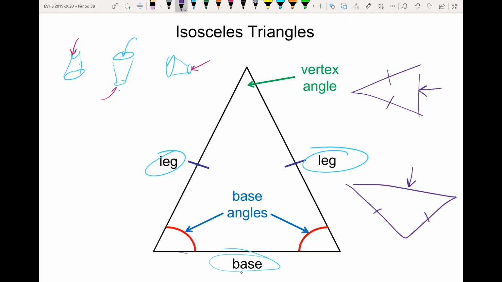Okay, so base angles are the two angles that are at the base. You have a base, make an angle off it, that's your base angle. The third angle, the other one, is the vertex angle. So if I ever speak about the vertex, I'm talking about this point right here. And not only are the legs congruent, but the base angles are also congruent. We'll get to that one more in a second. Any questions about the anatomy of an isosceles triangle? No? All right.